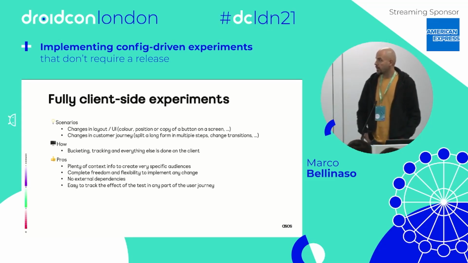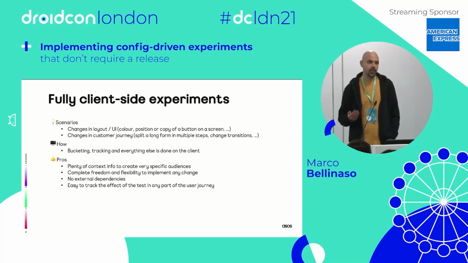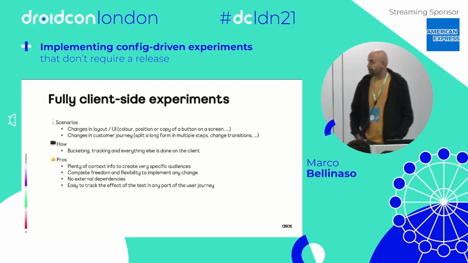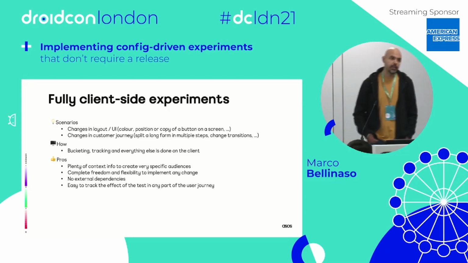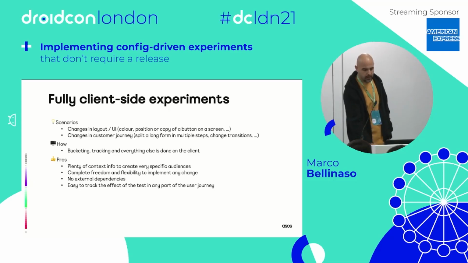Also, because everything's done on the client, you've got complete freedom in what you can change. So you can change really anything that you want in every part of the app. And you can also track events anywhere in the journey because you control the journey end-to-end. And also you don't have external dependencies, so it's all your work, and you don't have to wait for any other external team to do work for you. So you can have your own schedule for the releases.